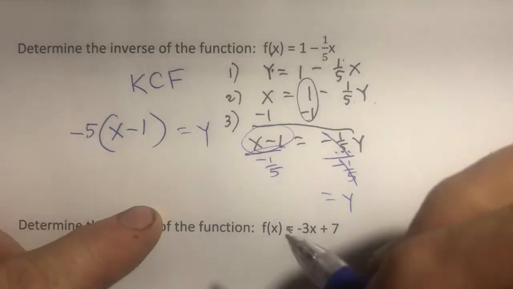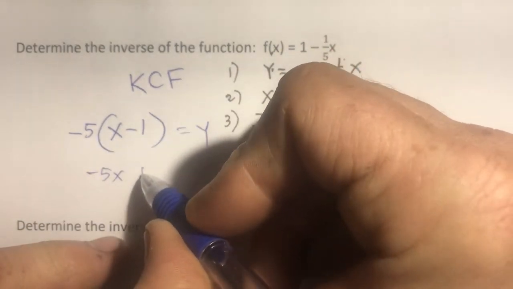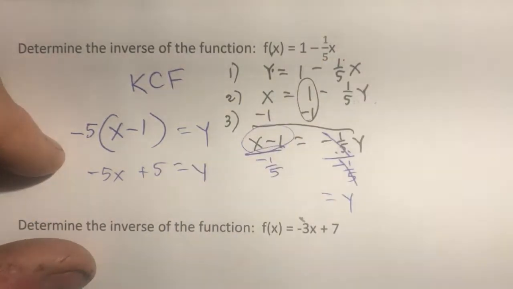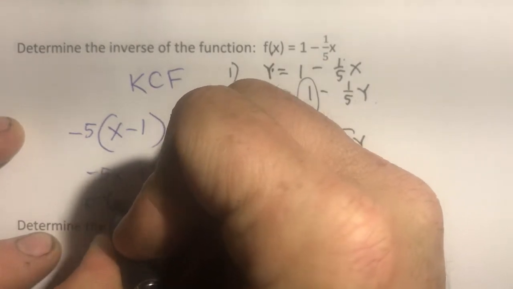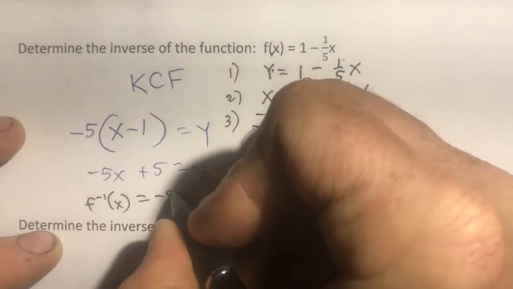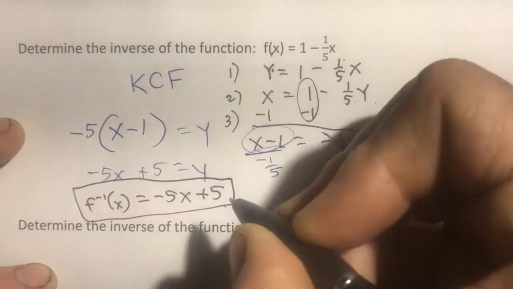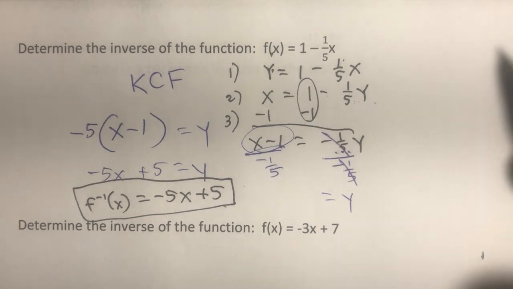And then I distribute that. So -5 times x is -5x. -5 times -1 is a +5. There you go. And now step 4, we change this to f of x, and f inverse of x. And there's my inverse right there. Okay, so there's a few steps involved in doing that.